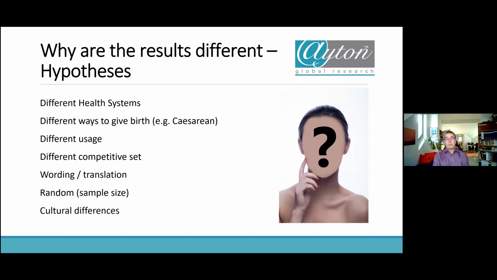It might in some cases be a wording or translation issue, because words have a deep cultural meaning and not everything can be easily translated. I always say phrasing it in other languages is not a translation issue, it's really a cultural transfer of meaning, which can be much more difficult. It can be a random effect, depending on the sample size. With low sample sizes, chances are higher that you have a random effect. And there might be bigger cultural differences.